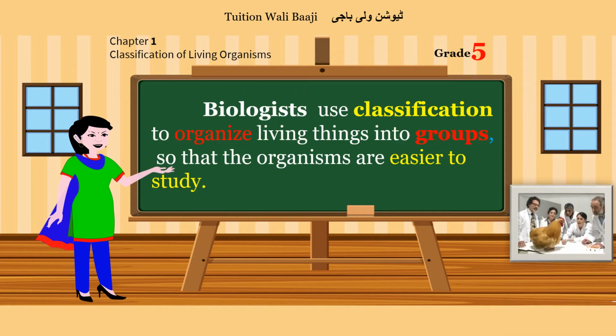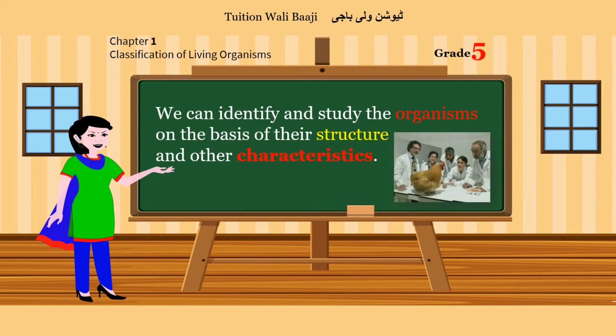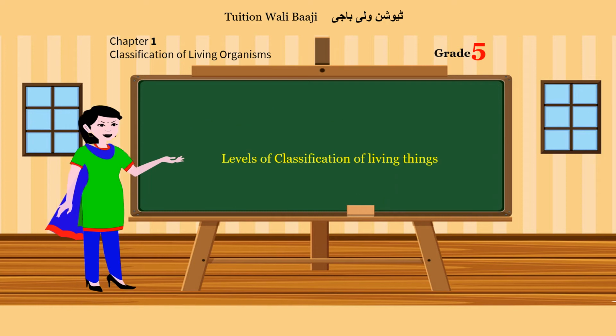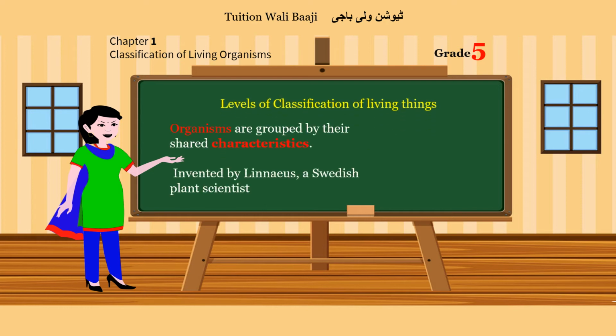Biologists use classification to organize living things into groups so that the organisms are easier to study. We can identify and study the organisms on the basis of their structure and other characteristics. Levels of classification of living things. Organisms are grouped by their shared characteristics.